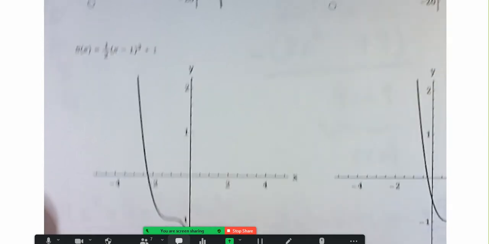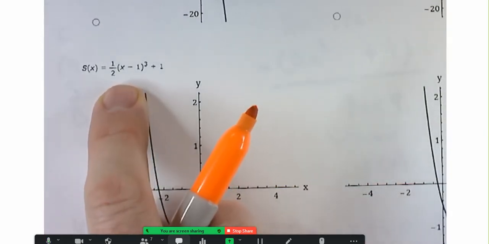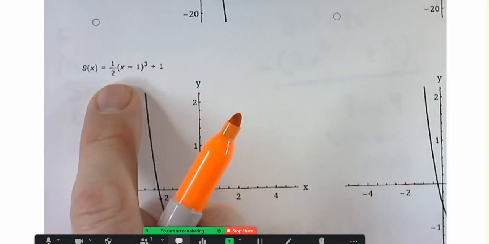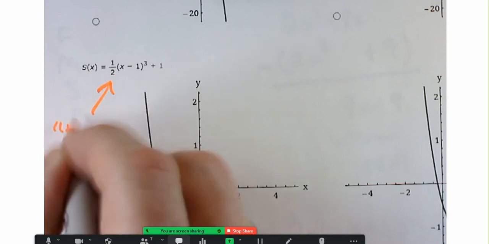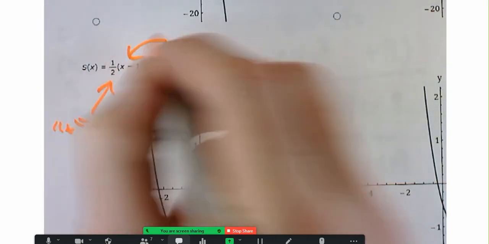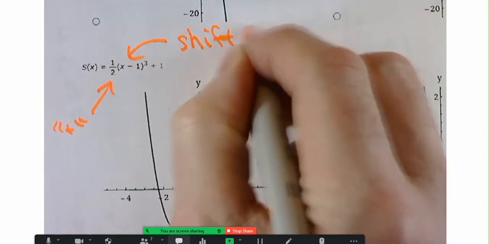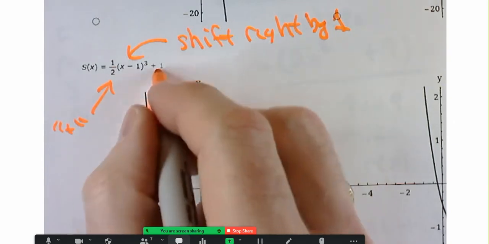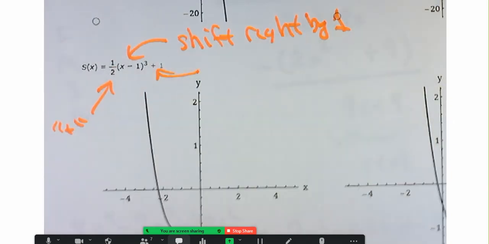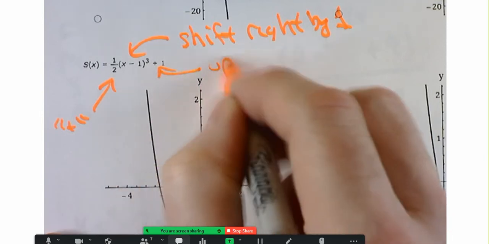Let's try another one kind of like that. Now, the big thing to see here is, well, there's a few of them. First of all, that's positive. -1 is going to cause a shift right by 1. How about the +1? How's that going to shift things? Up 1.